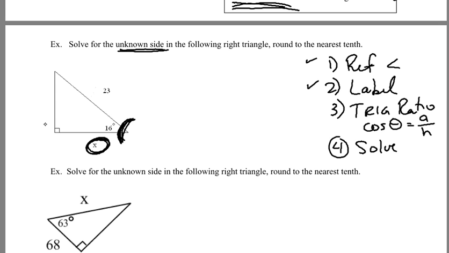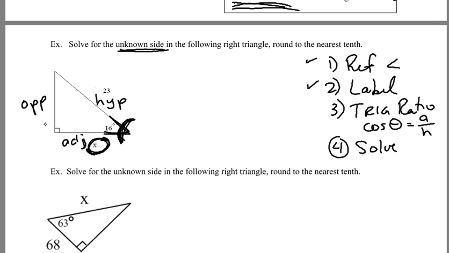Label your sides. Opposite the reference angle is side opposite. Opposite the 90 is always your hypotenuse. What does that leave us with? That leaves us with the adjacent, the side attached to or adjacent to the reference angle but isn't the hypotenuse.